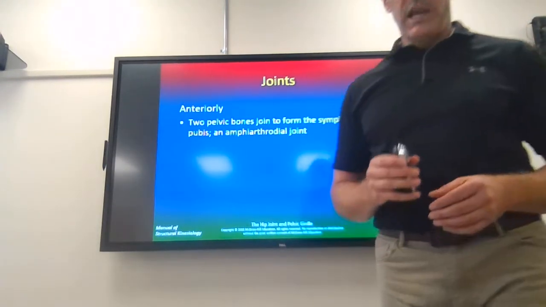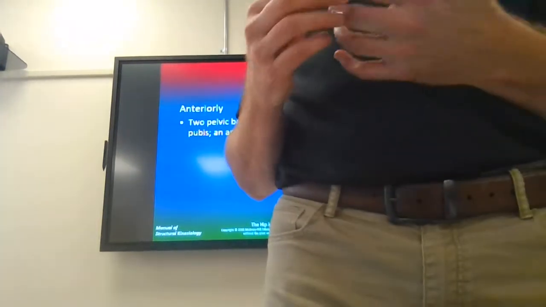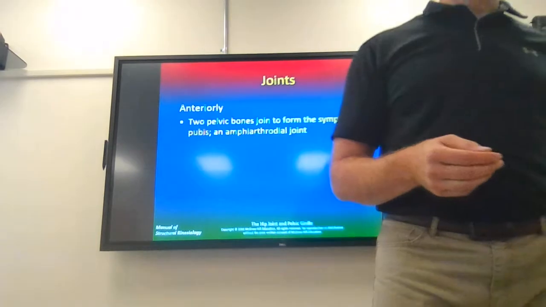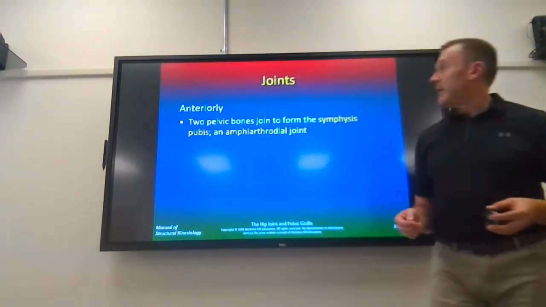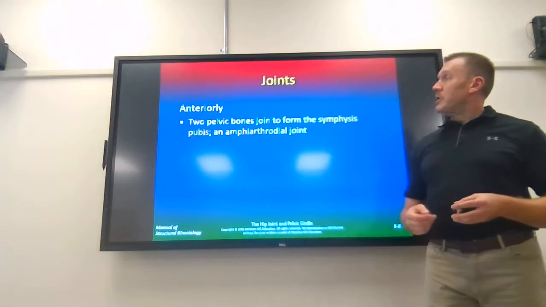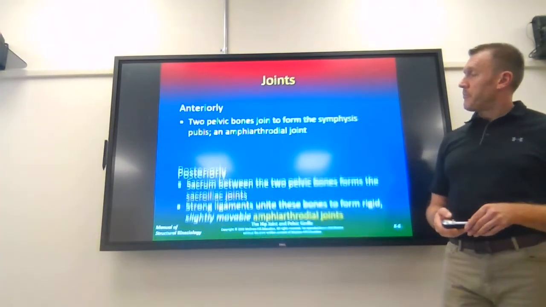So remember from a few chapters ago when we went over joint classifications? We have synarthrodial, which is immovable, amphiarthrodial, which is slightly movable, and then diarthrodial, which is highly movable. And so most of the time we look at the diarthrodial ones, but there's a few cases where I like you to learn the other ones. So the symphysis pubis would be a slightly movable amphiarthrodial joint.